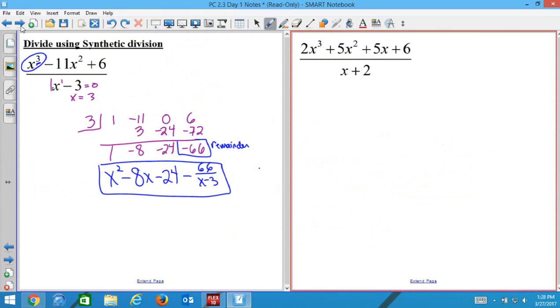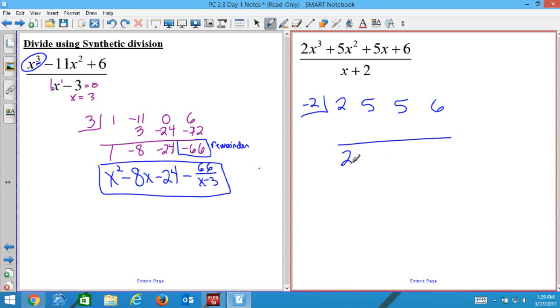So the next one, we'll start out by putting that number outside the box. What number is that going to be? Negative 2. Then we write our coefficients. 2, 5, 5, 6. Leave some space, draw a line. Then what do we do first? Drop down that first number 2.